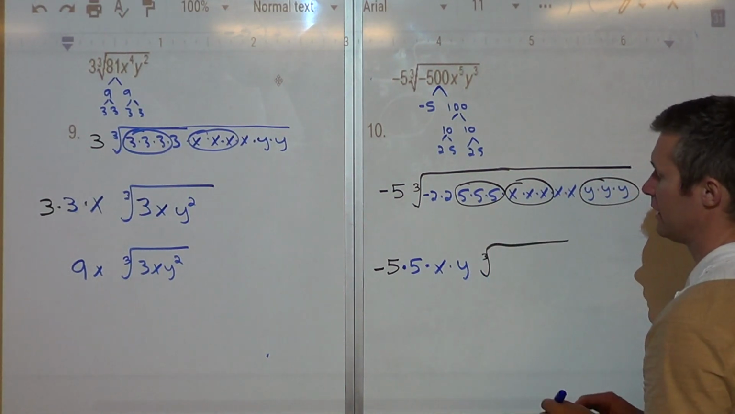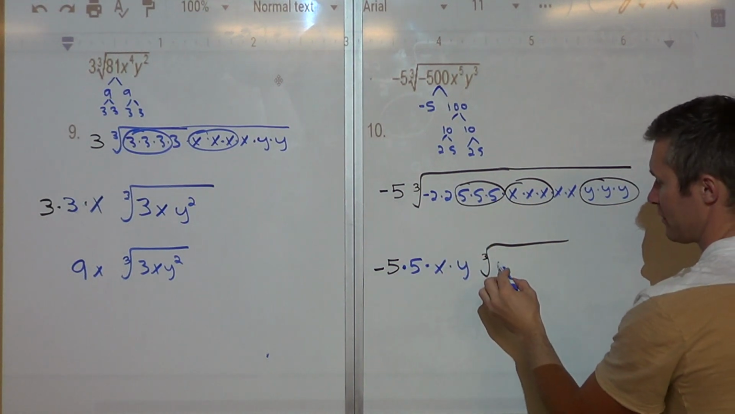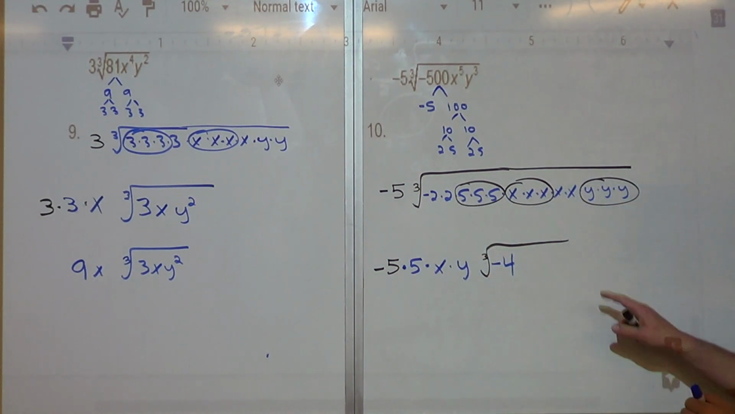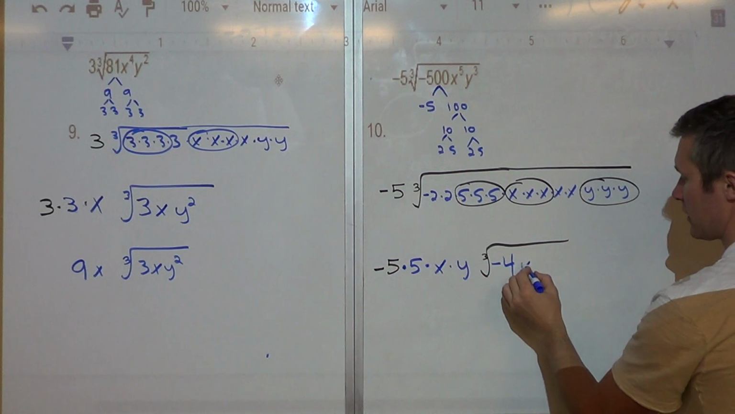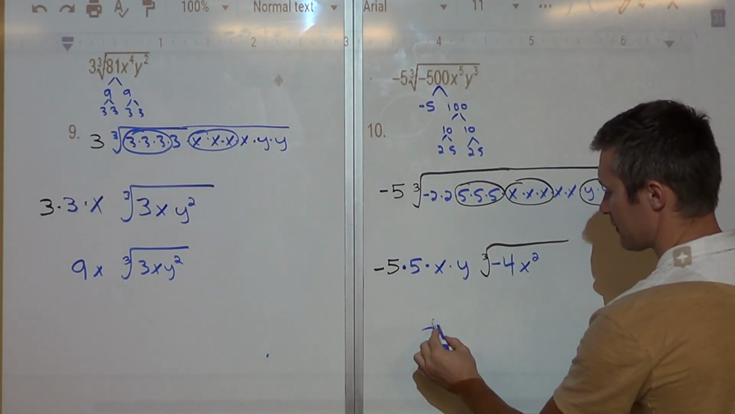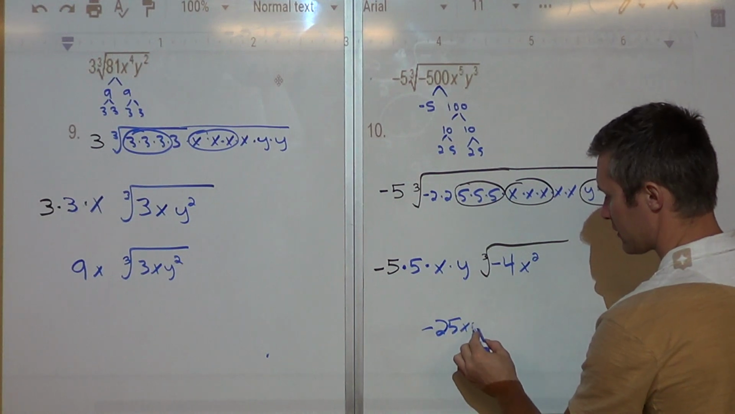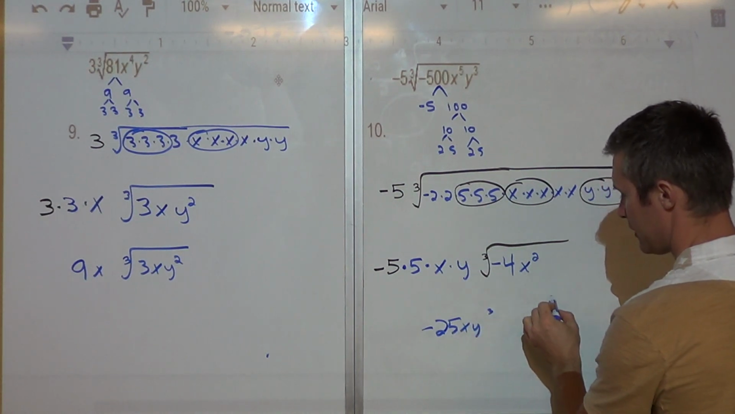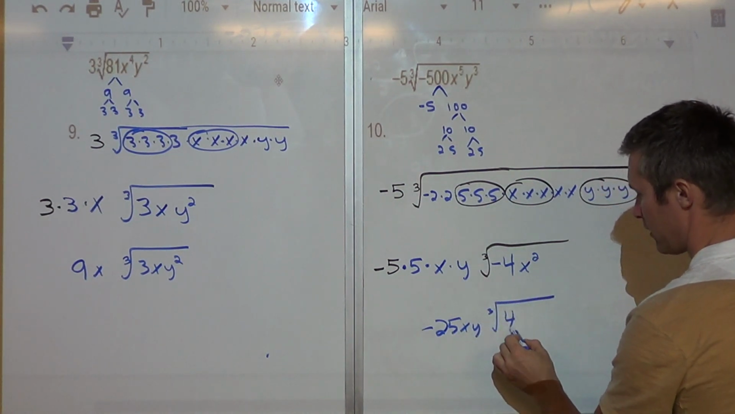Cube root is we had negative 2 times negative 2, so we can put negative 4 in here. And we have x times x, which is x squared. And then lastly, simplify. Negative 5 times 5 is negative 25. X, y, cube root of 4x squared.